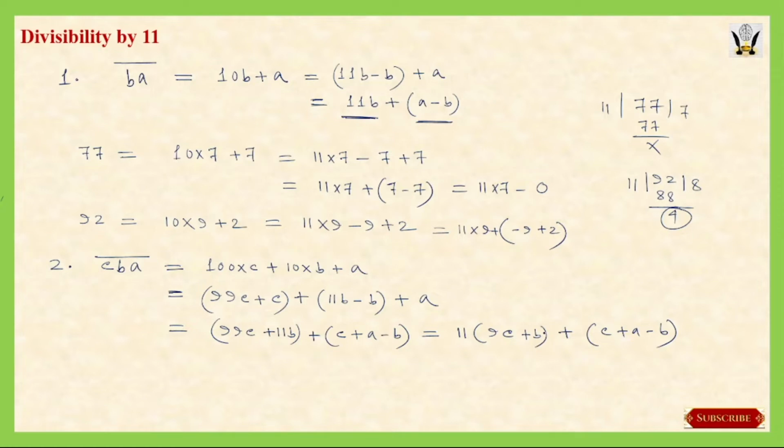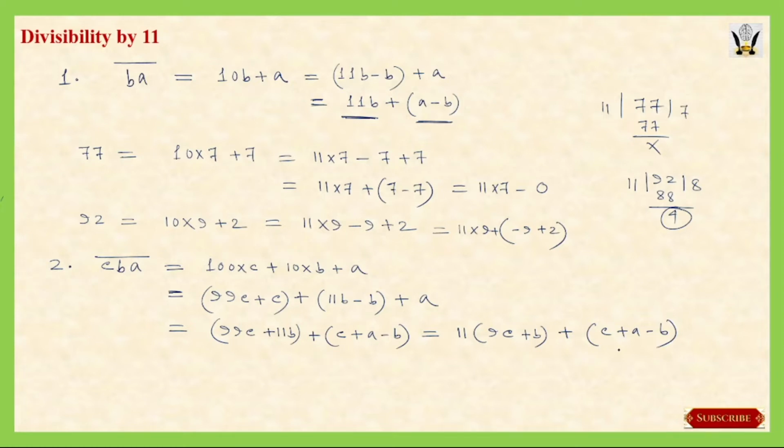Now since in the first part we have one of the factors as 11, and this is a multiple of 11, so if we divide by 11, the result of division will always be 9c plus b, and the remainder will be 0. So we don't have any issue with the first part, and we have rearranged it in such a way that if we divide the first part by 11, it will have 0 remainder.